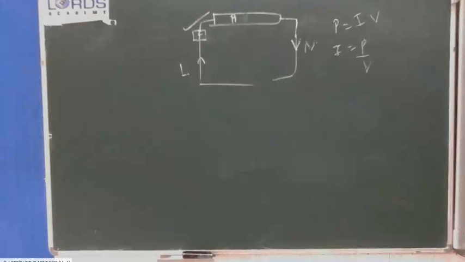Then the working of the fuse. The fuse should act if there is a short circuit or overloading. Remember these two points. If there is a short circuit or overloading, then only the fuse needs to act. In a short circuit or overloading, what's the effect? The current through the circuit increases, meaning the current through that equipment.